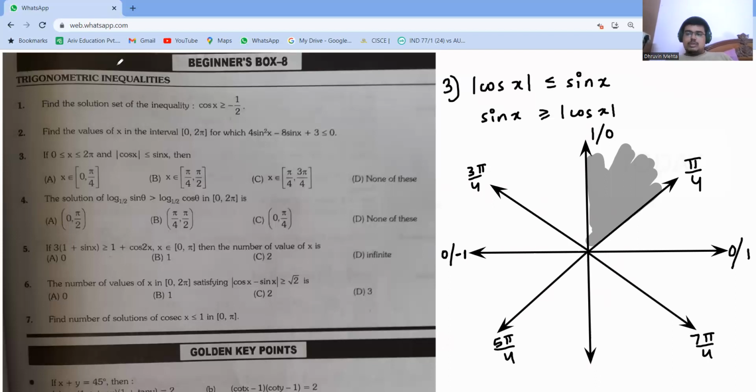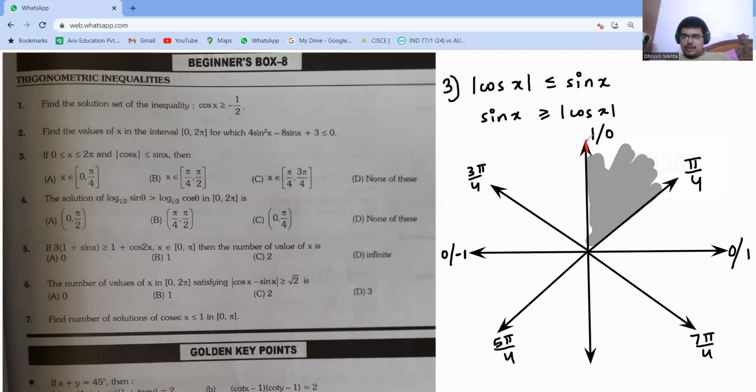So what do you think, Trisha, Arush, Muskan? Which region in the second quadrant do we choose? This one or this one? The first or the second? Second. Okay, so now Muskan, understand this.